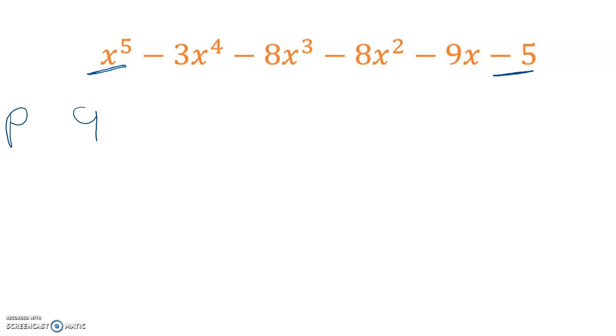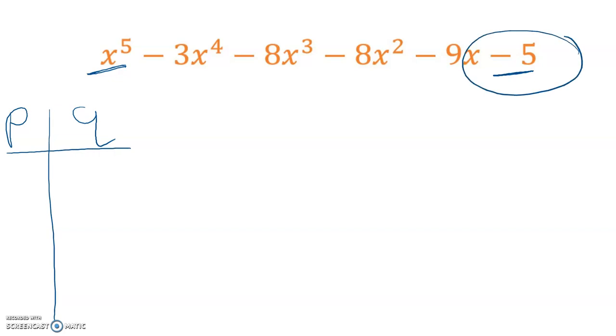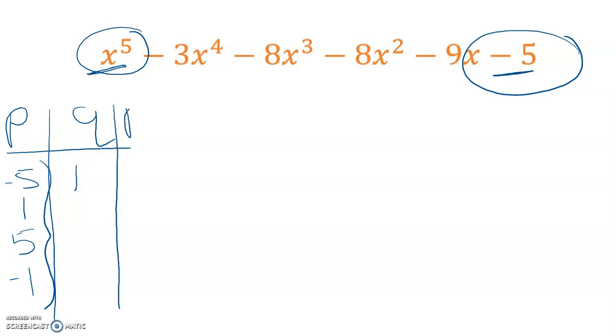So I'm just going to do two columns, P and Q. So P are all the factors of my constant, and they are -5 and 1 and 5 and -1. The factors of my leading coefficient 1 is 1, and -1 is also a factor because -1 times -1 is 1. However, because we already have the exact terms in a negative and positive as P, we don't need to consider it. Then I'm going to work out P over Q 1 by 1.